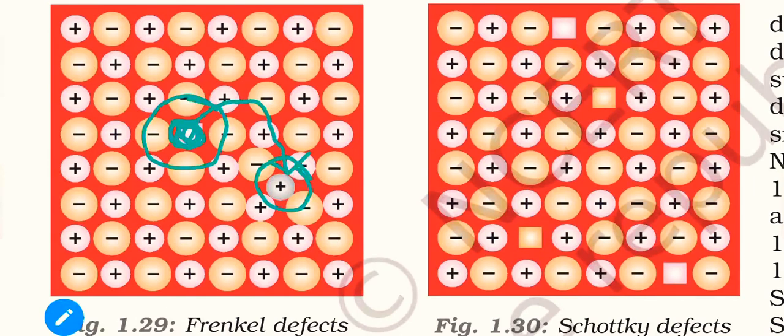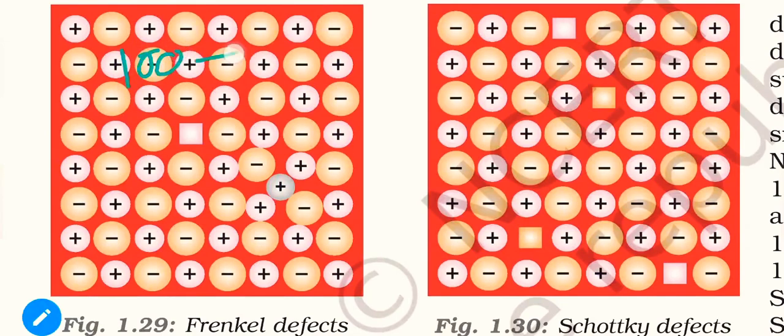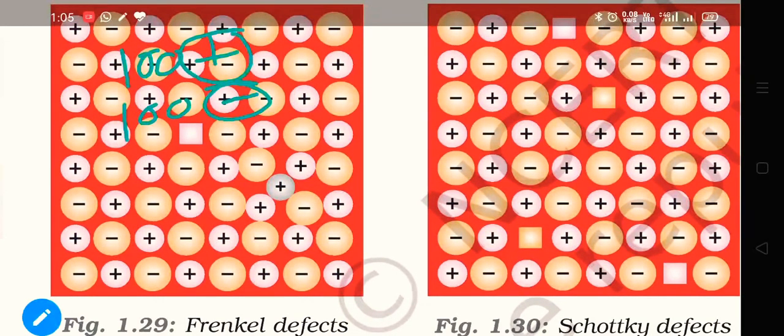So both types of defects are seen in this case, but the total number of particles remains constant. That means the total number of positive and total number of negative ions are the same, so there is no change in total net charge. If before the defect we have 100 positive ions and 100 negative ions, then we have a total of 100 positive charge and 100 negative charge.